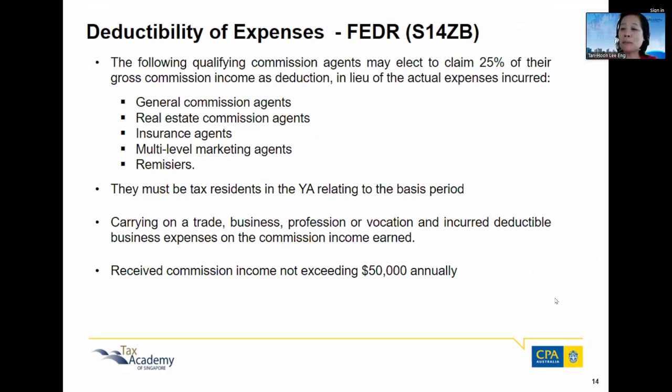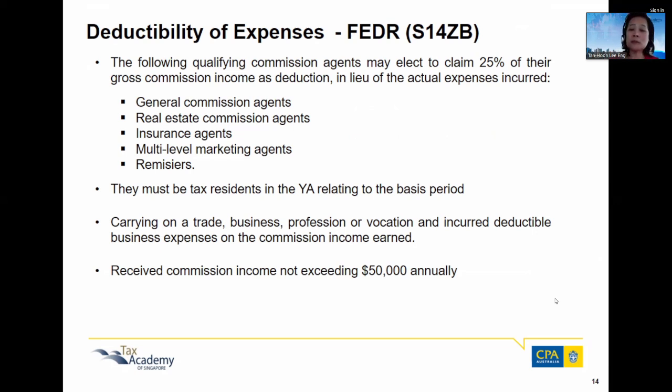Okay, as long as you're a private hire car driver, you can opt in for this FEDR. But for commission agents, there's an income ceiling. If your income is only up to 50,000, then you can elect for this 25% FEDR. Anything 50,000 and below can. Anything above 50,000 cannot. You have to claim actual expenses.